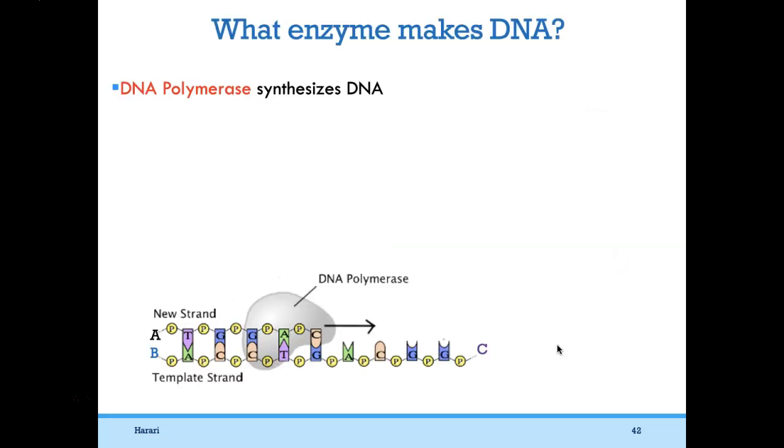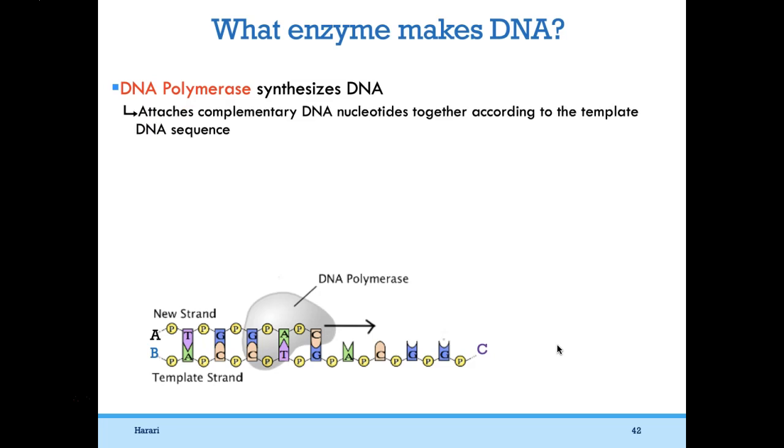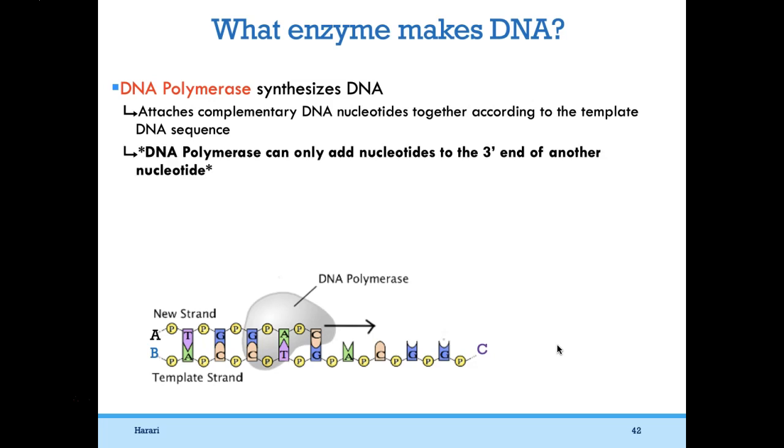So the enzyme that makes DNA is called DNA polymerase, right? DNA is a polymer of nucleotides, so the enzyme that makes the polymer of nucleotides is called DNA polymerase. Right? So DNA polymerase basically attaches complementary DNA nucleotides together according to the template DNA sequence.